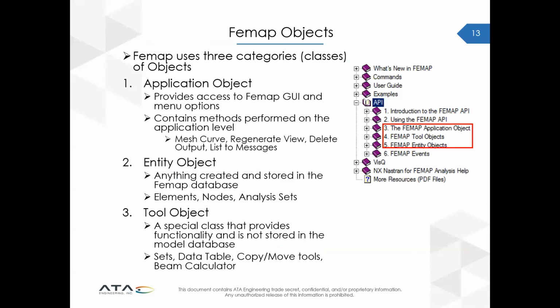And then the third class is kind of a special class, and they call it tool. This gives you functionality that is its own thing, but it's not part of your model. So this might be the data table or the beam calculator. This is where you'll find copy and move tools, and it's also where sets are. We'll talk about sets more because they're unique to the API. You don't see those in other places in Femap, but they're very important and very useful.